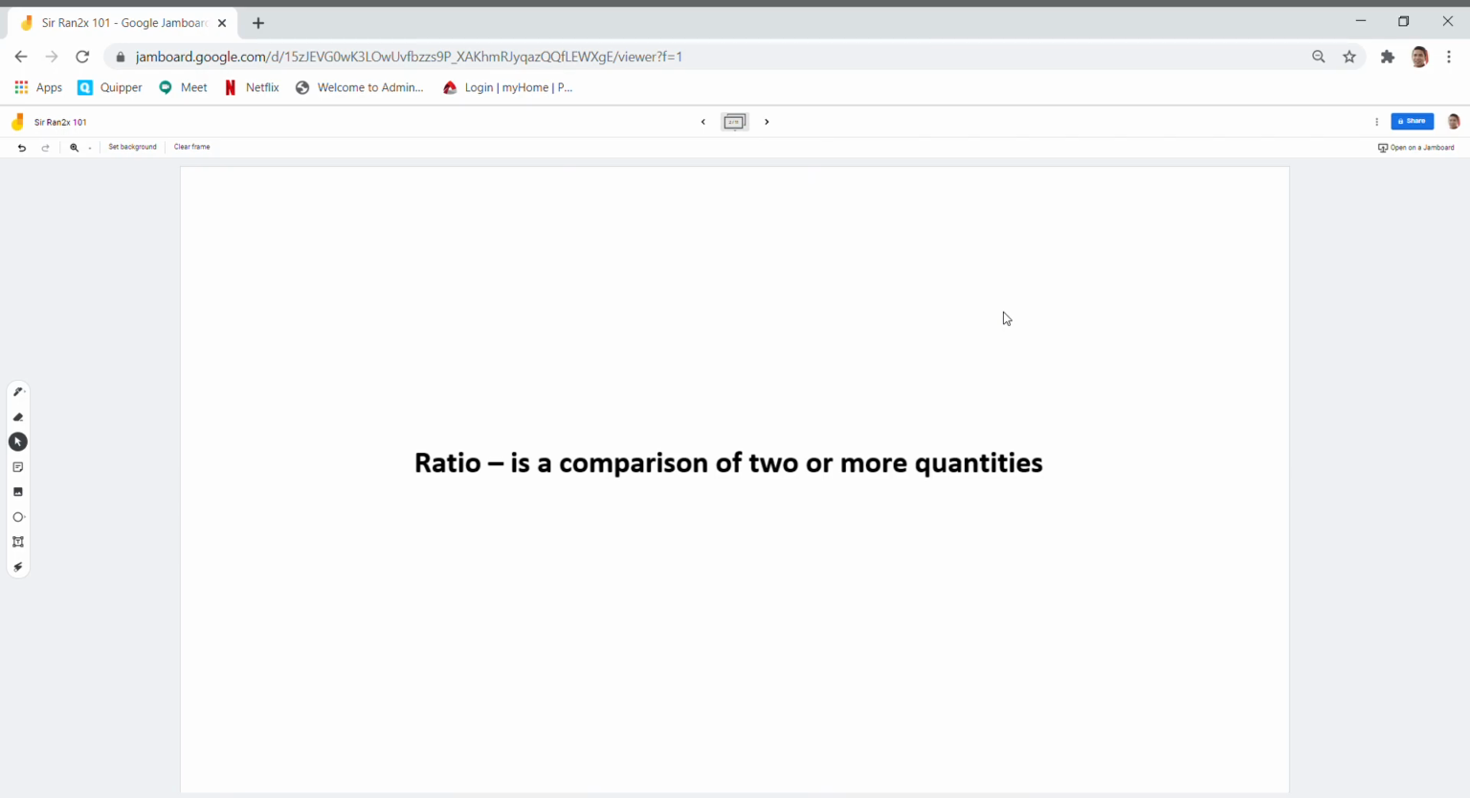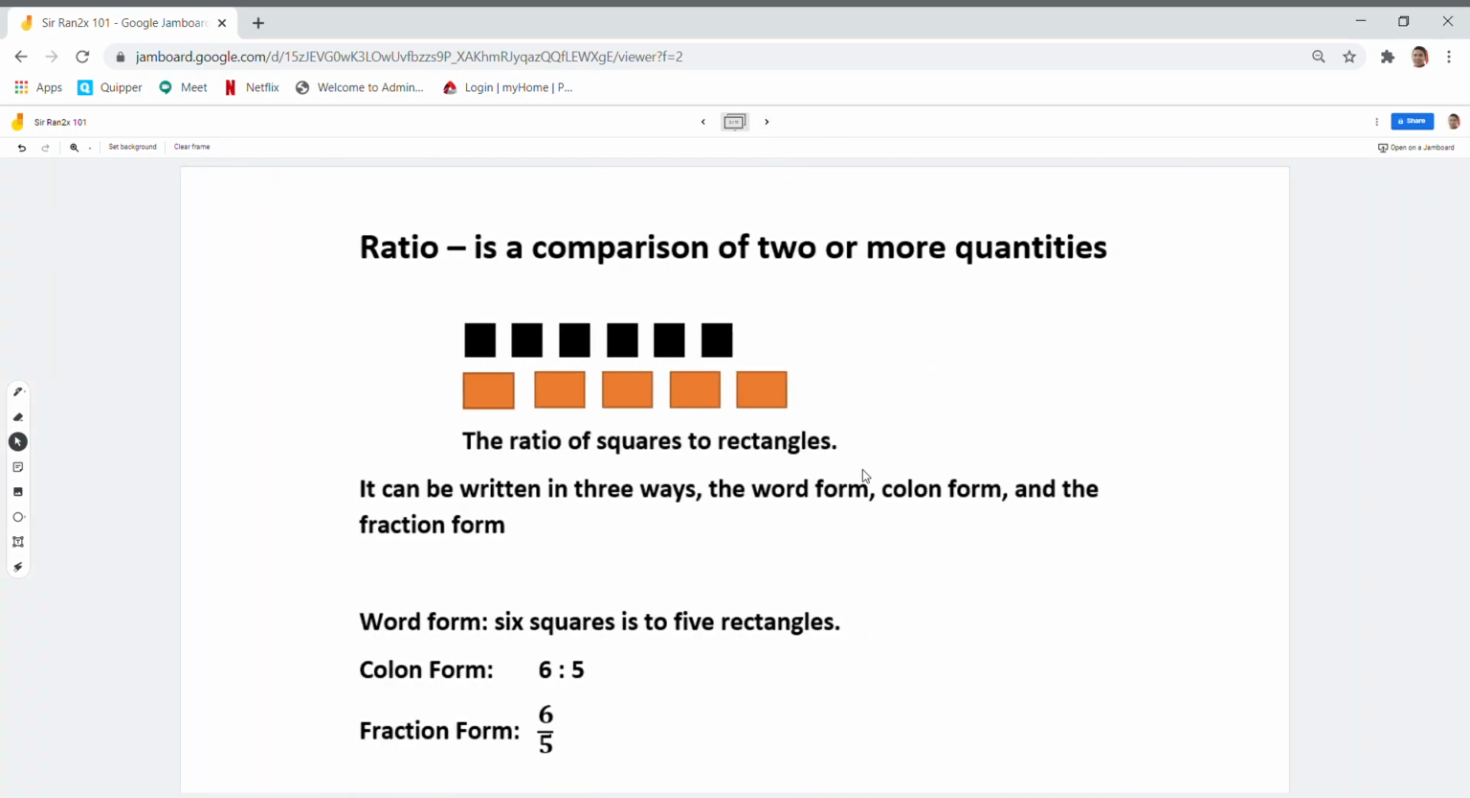We'll be talking about ratio and proportion, but first let's take up ratio. What is ratio? Ratio is a comparison of two or more quantities.